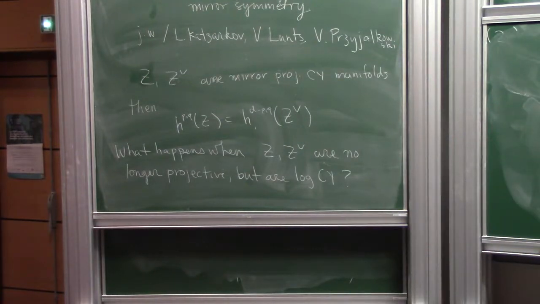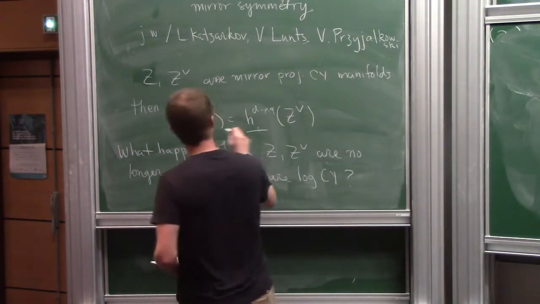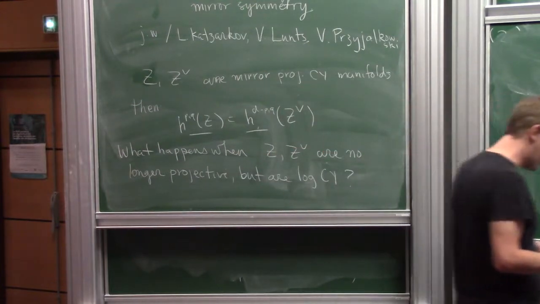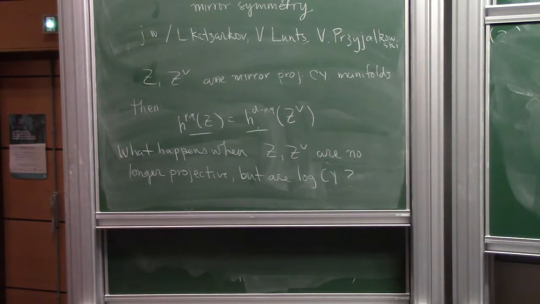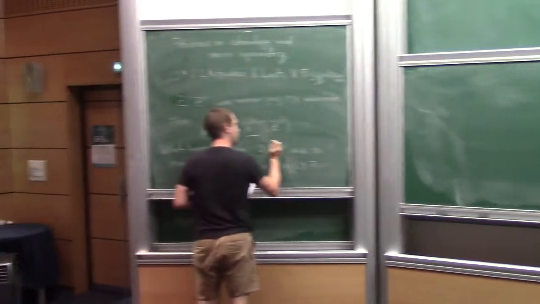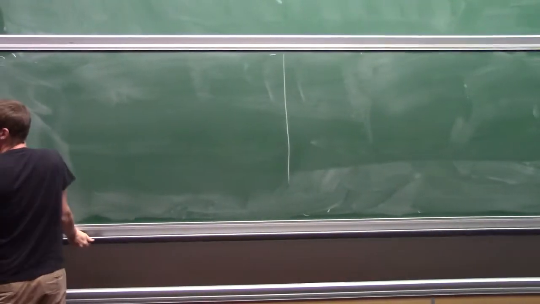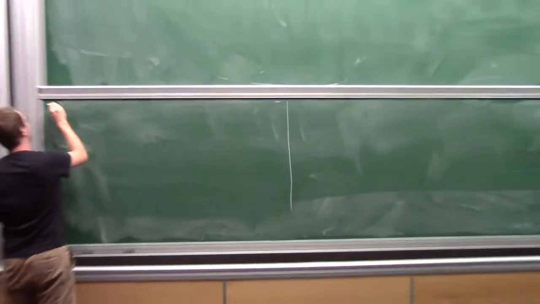So what are h^{p,q} of Z? These are graded pieces of the Hodge filtration on cohomology of Z and Z check. Maybe we can try to do the same thing for Z and Z check when they're no longer projective. Let's use different notation, call them U and U check, just to distinguish notationally projective and non-projective things. So we can define the same thing. Let's make a guess.